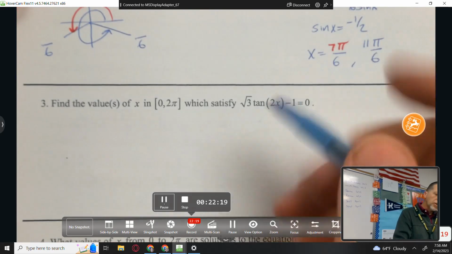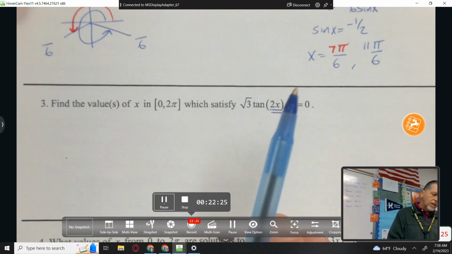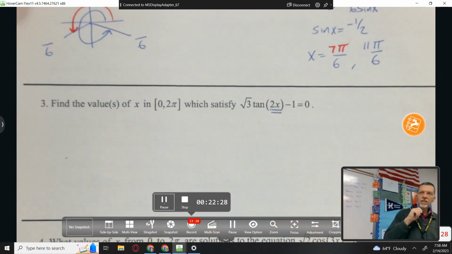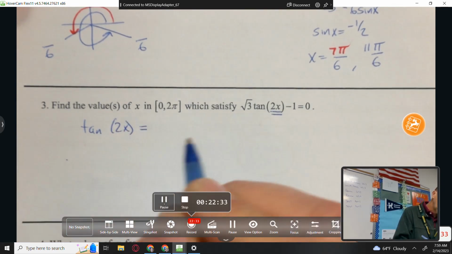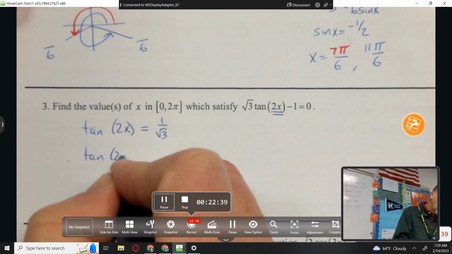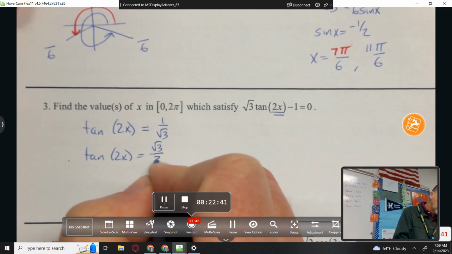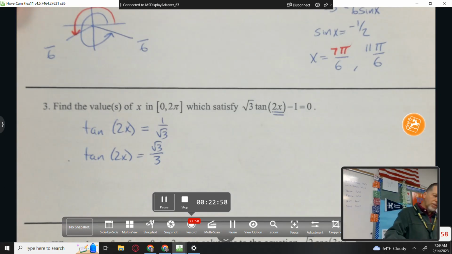All right, number 3 is going to be weird because of the 2x thing in there. So let's hold off on the 2x for now. Let's do the algebra stuff first. Tangent of 2x equals 1 over the square root of 3, which means square root 3 over 3. So that's the tangent 3 trick. So I'm kind of just going to ignore the 2x for now.